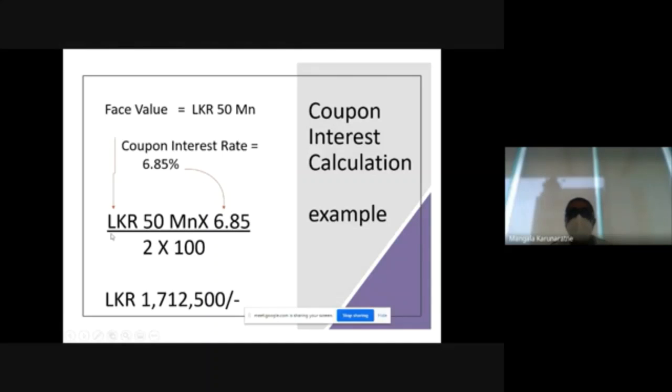So in this bond, the coupon payment is 1,712,500. This is the coupon payment. So it's very simple, no? It's a very simple calculation to get the coupon payment.